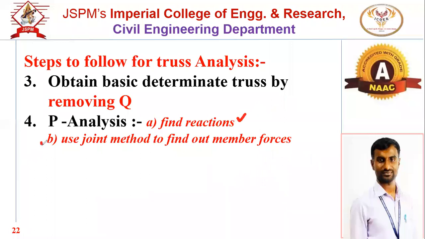Then use the joint method. How to use the joint method? Consider each joint separately, draw its FBD and use the condition. दोनच condition use करायचे आहेत. Summation Fx equal to 0 and secondly summation Fy equal to 0, to get the member forces. This is the P analysis. प्रत्येक जॉईंटचं करायचं आहे.